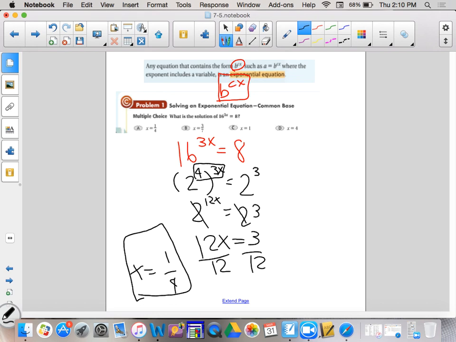And I just want you to solve it, and it has a common base. So these are exponential equations with common base.